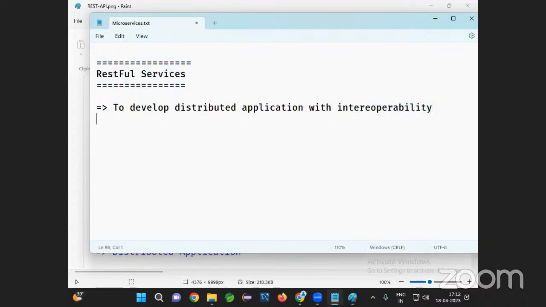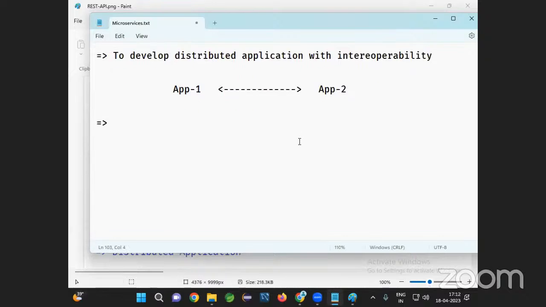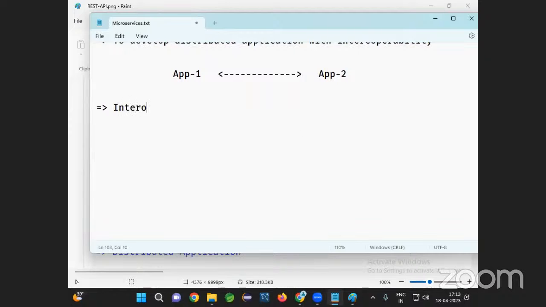So what is the meaning of distributed application? If one application can communicate with the another application, then those applications are called as distributed application. If one project is communicating with the another project, then those projects are called as distributed application. Then what is the meaning of interoperability? Interoperability means platform independent and language independent.